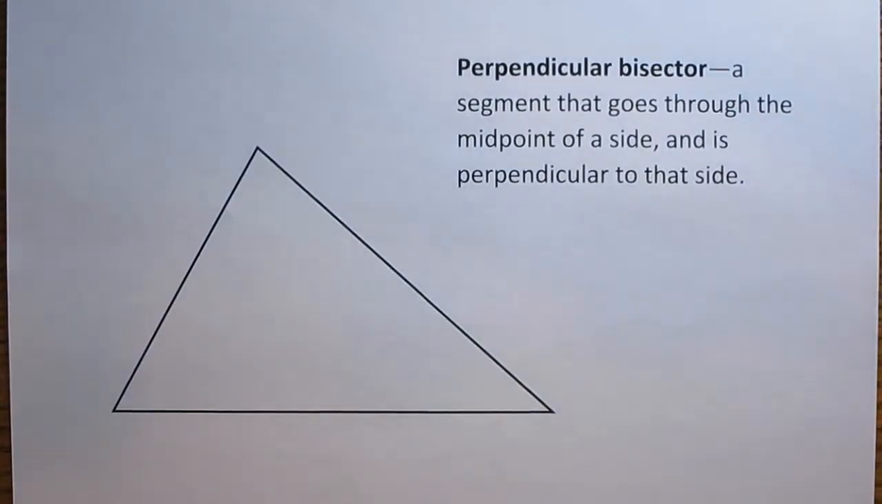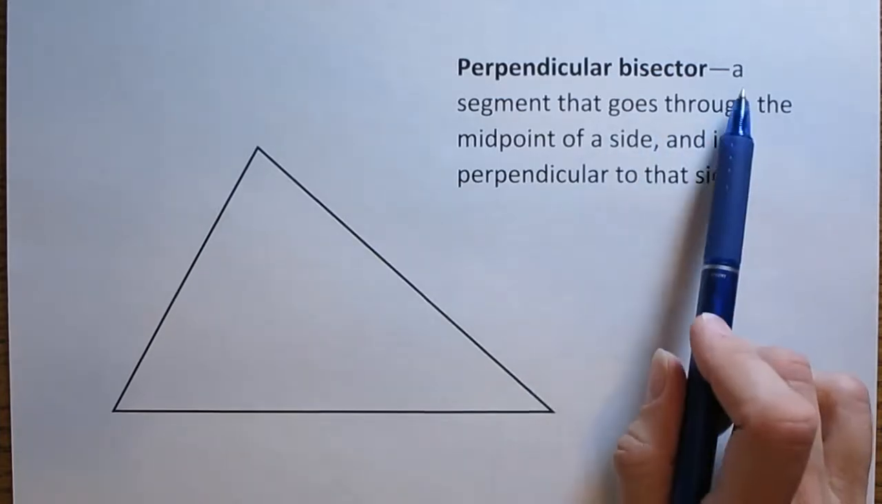In this video, I'm going to show you how to find the perpendicular bisectors of a triangle. A perpendicular bisector is a segment that goes through the midpoint of a side and is perpendicular to that side. You could use a compass, protractor, ruler, any of those tools would work for finding the perpendicular bisectors, but for this I'm going to use a ruler and a note card.